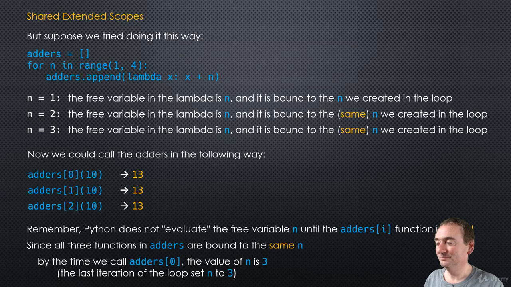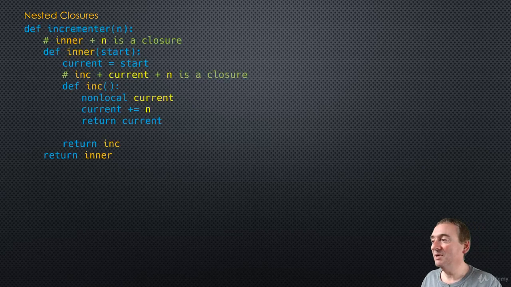All right. The last thing I want to talk about are nested closures. We can nest closures. We can nest functions, right? We saw that. We had one level of nesting, outer and inner, but you can nest multiple levels. So let's see what I mean by that. Let's say we have this incrementer function.